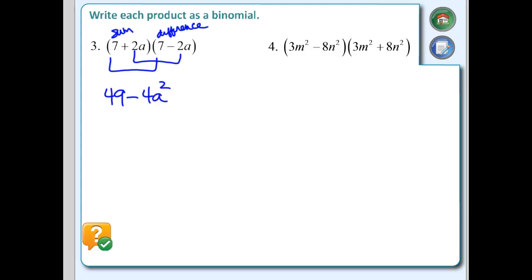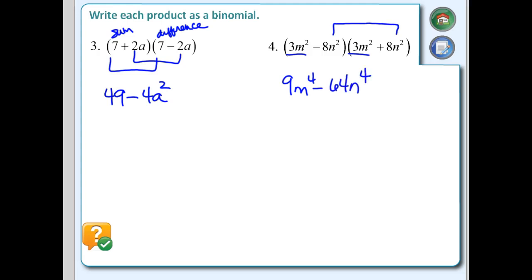Let's do it one more time. Do you recognize? Do I have conjugates? Do I have sum and difference? I sure do. So 3m squared times 3m squared is going to be 9m to the 4th. Negative 8n squared times 8n squared is negative 64n to the 4th.